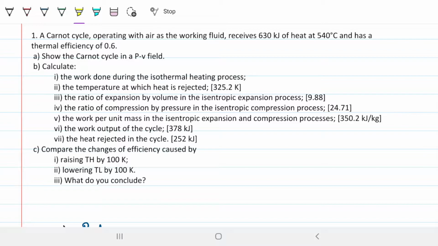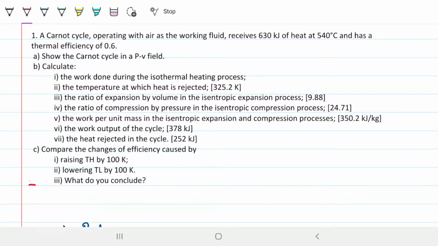B. Calculate the work done during the isothermal heat addition process, the temperature at which heat is rejected, the ratio of expansion by volume in the isentropic expansion process, the ratio of compression by pressure in the isentropic compression process, the work per unit mass in the isentropic expansion and compression processes, the work output of the cycle, the heat rejected per cycle, and then we are to compare the changes in efficiency caused by raising the high reservoir by 100 Kelvin and lowering the low reservoir by 100 Kelvin. And then what do we conclude?